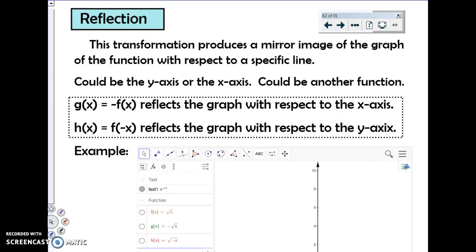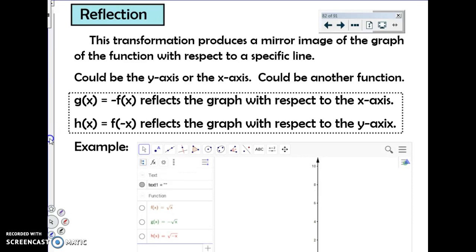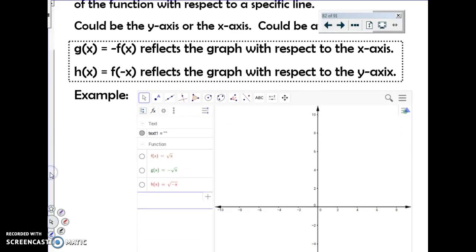Okay, and now on to reflections. So this transformation is considered rigid because it's not supposed to change the size or the shape, but it basically produces a mirror image with respect to a line. Usually we talk about the y-axis or the x-axis, and actually we don't even talk about the x-axis that much because often that'll make it no longer a function. So we just talk about reflection over the y-axis often.